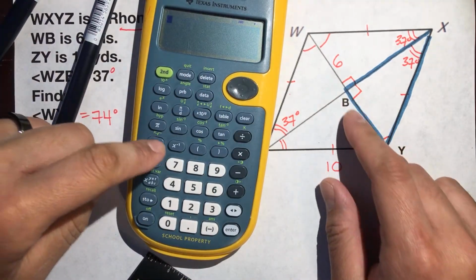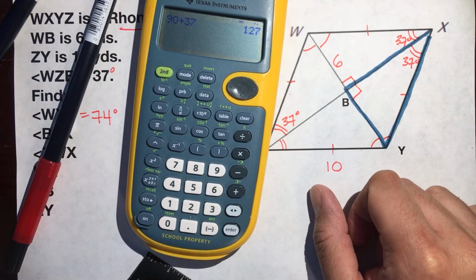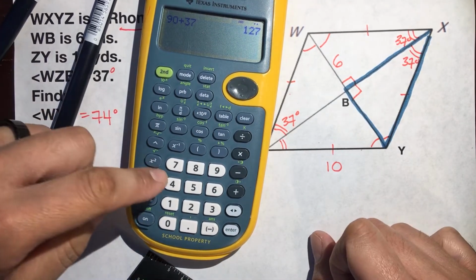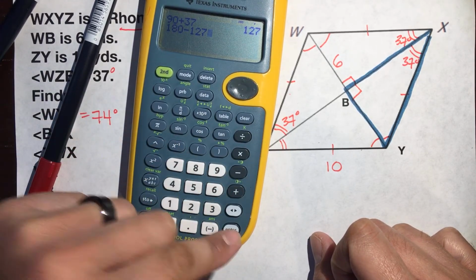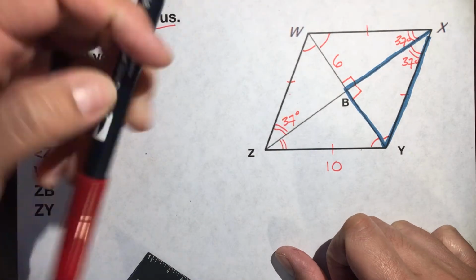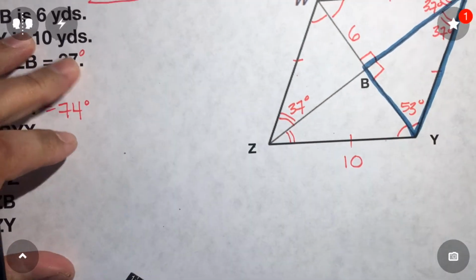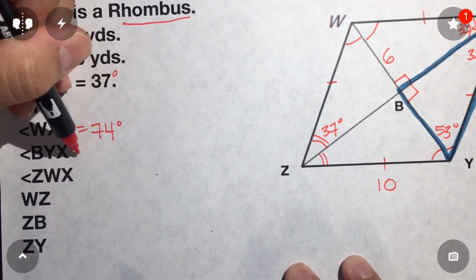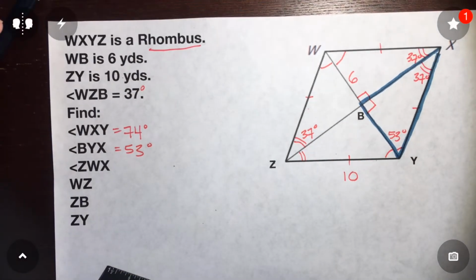Okay, so 90 plus 37. And the triangle sum theorem tells us that all three angles in a triangle add up to 180 degrees. So 180 minus 127 is 53 degrees. And I'm going to put it over here, 53 degrees. So there we go. We know that angle BYX is 53 degrees. All right, next problem.